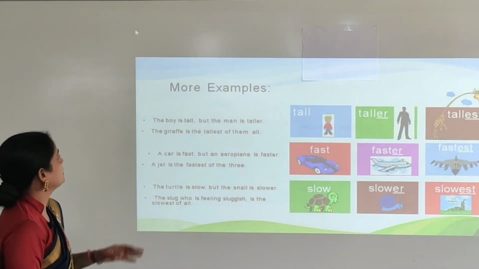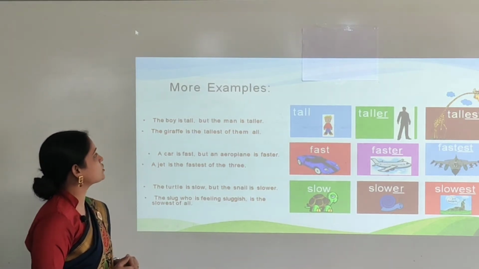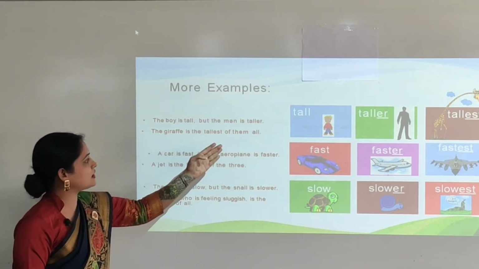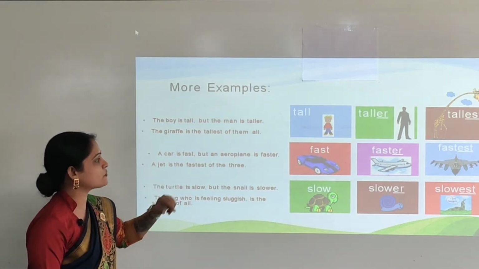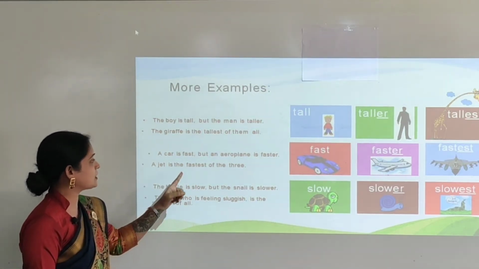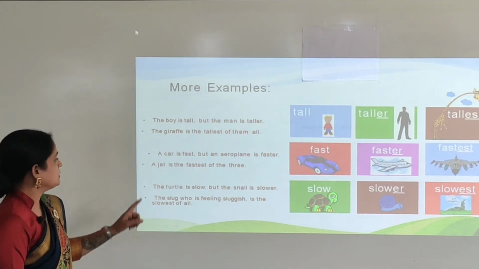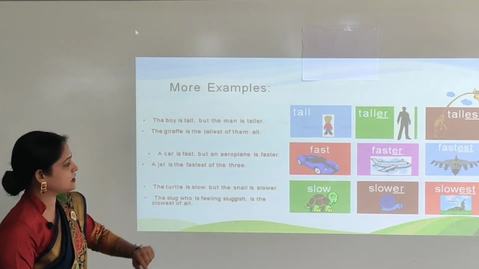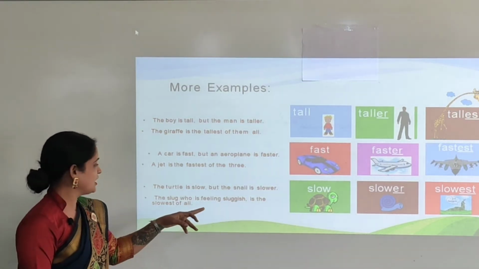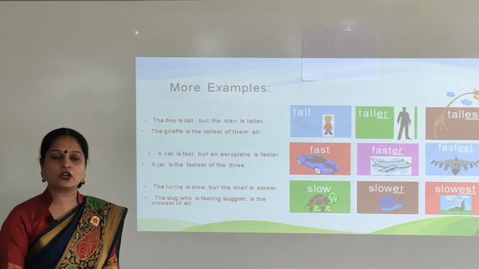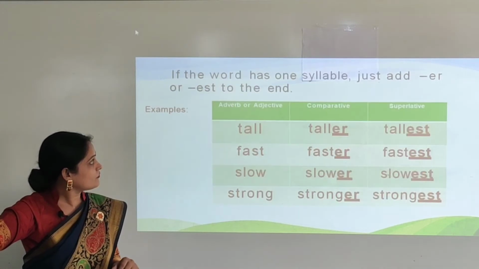For example, the boy is tall but the man is taller. The giraffe is the tallest of them all. A car is fast but an aeroplane is faster. A jet is the fastest of 3. The turtle is slow but the snail is slower. The slug who is feeling sluggish is the slowest among all.